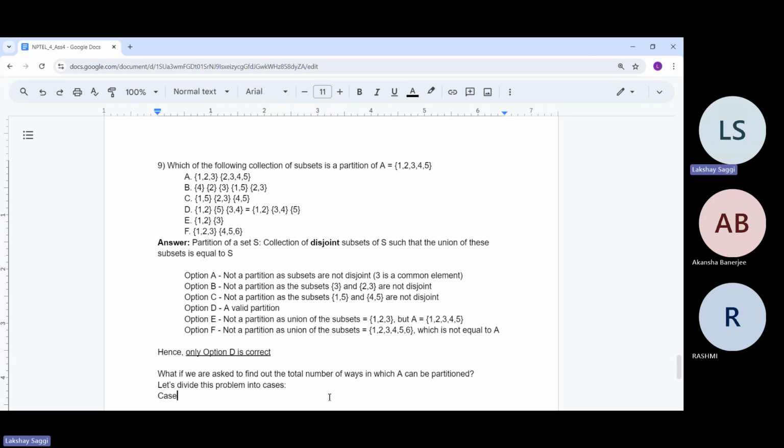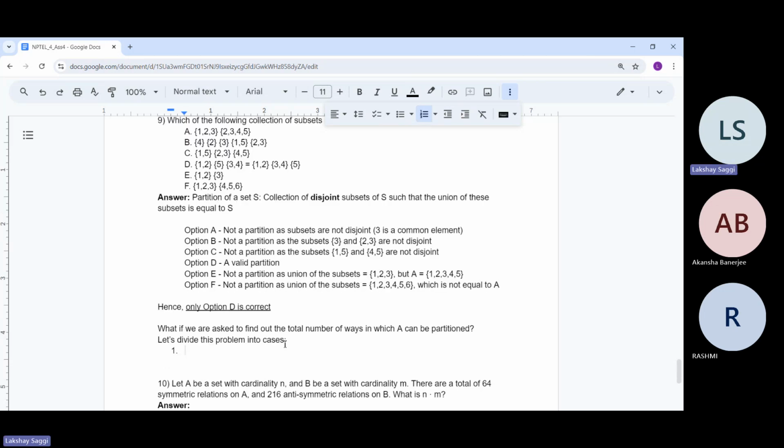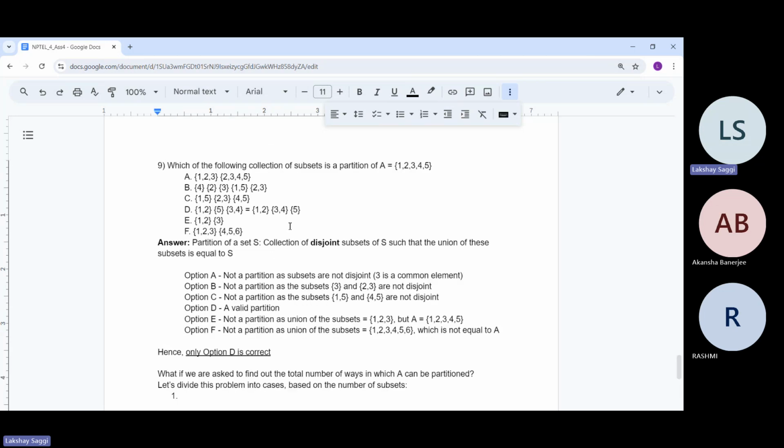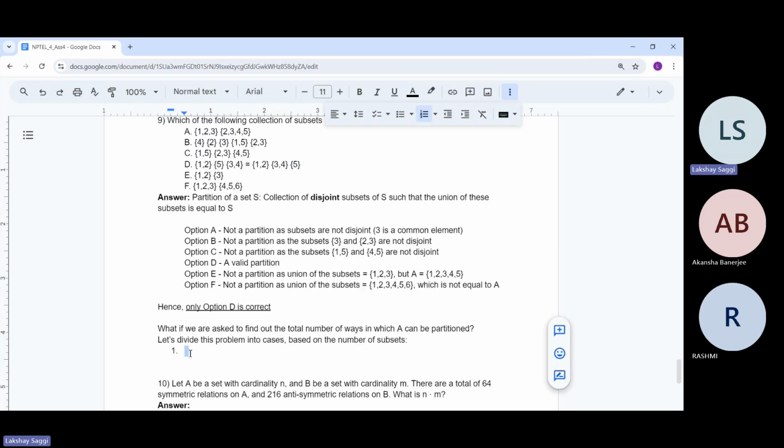And how are we dividing the cases? Based on the number of subsets. So note that suppose this was a partition, this had three subsets, right? 1, 2, 3, 4, and 5. Similarly, if there was a partition which had only two subsets, it would be something like {1, 2, 3, 4} and {5}.